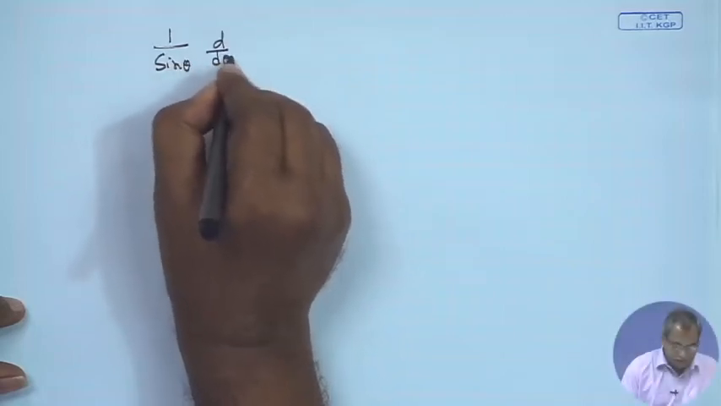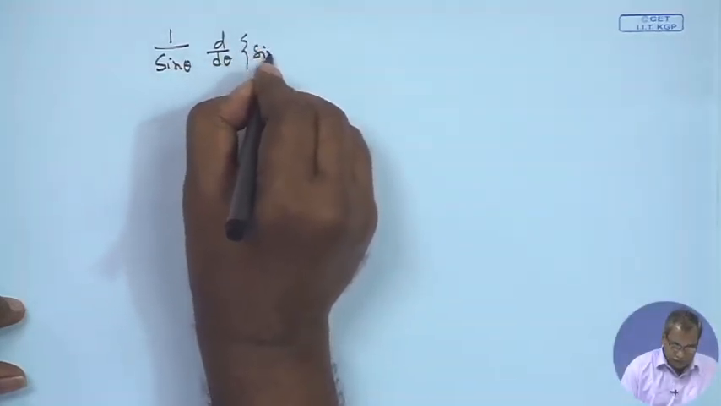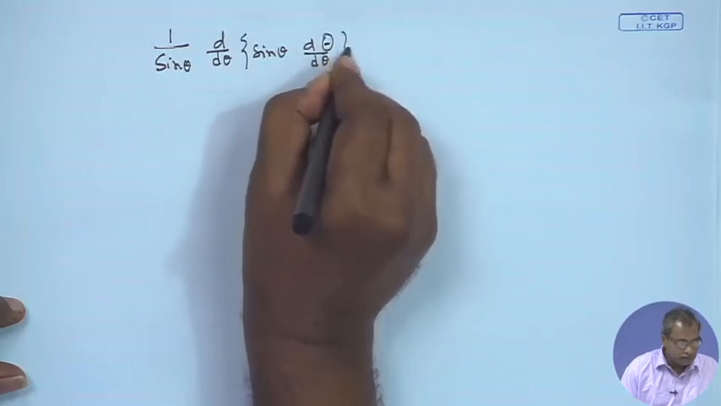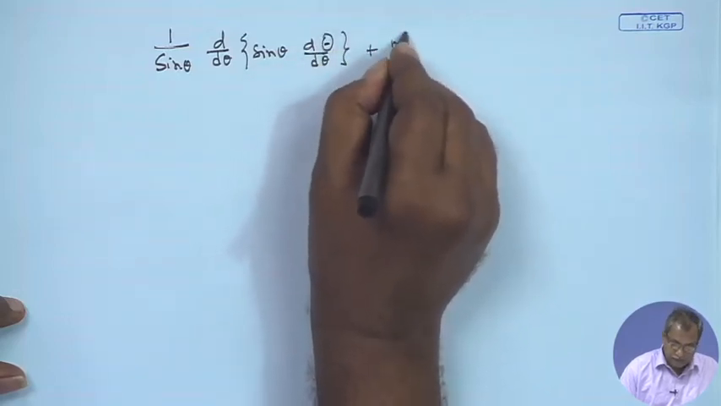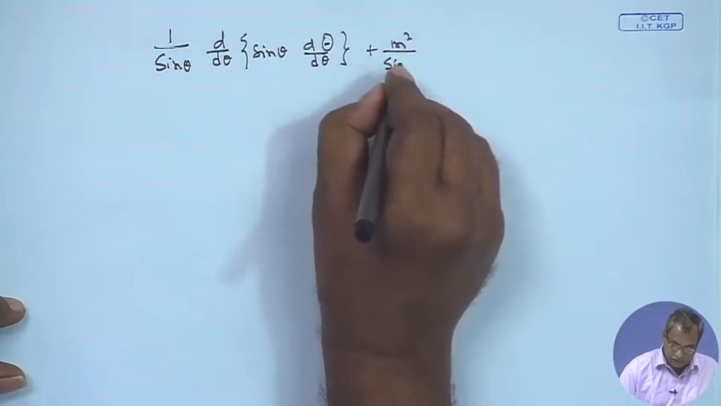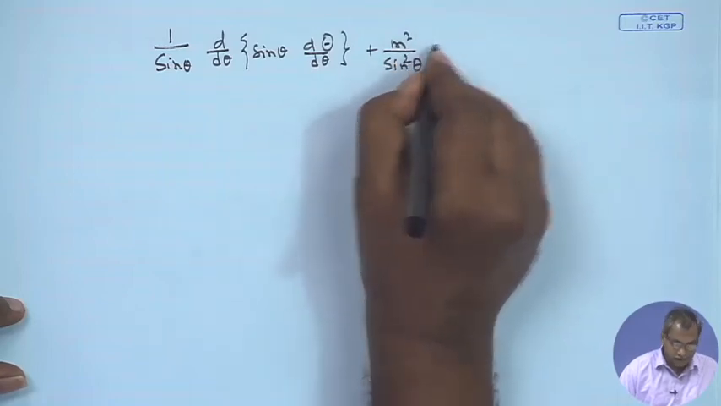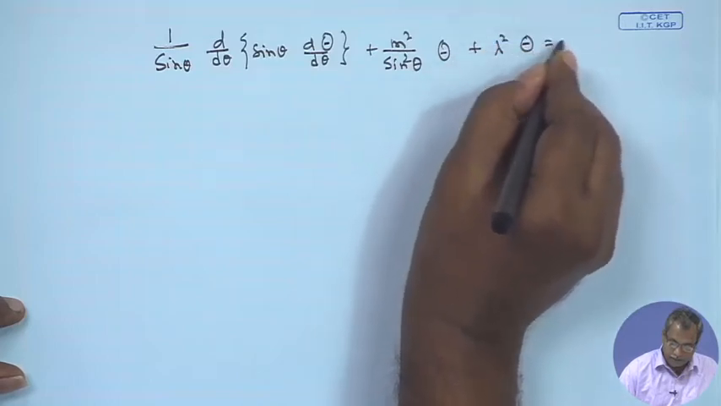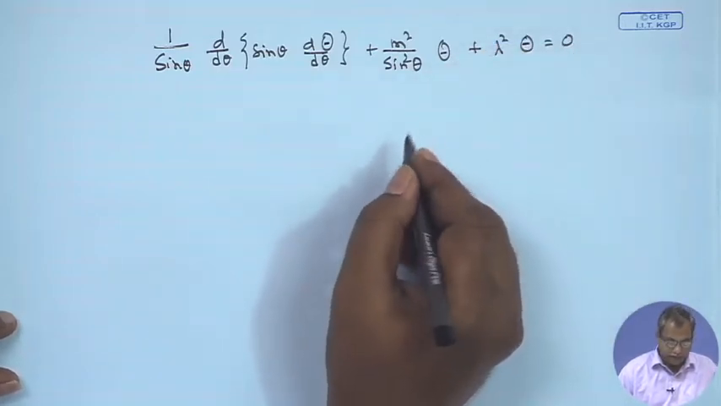d/d theta of sin theta d Theta/d theta, plus m square over sin square theta, plus lambda square Theta is equal to 0. This is the governing equation.